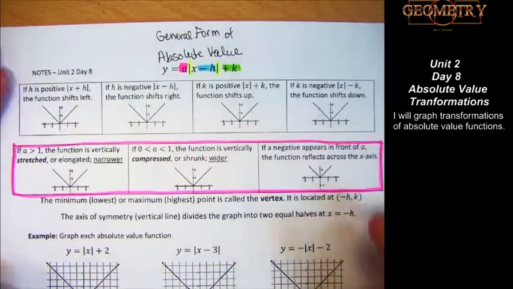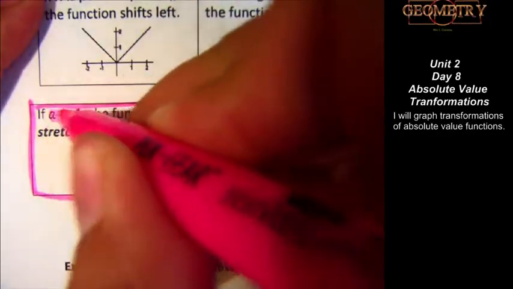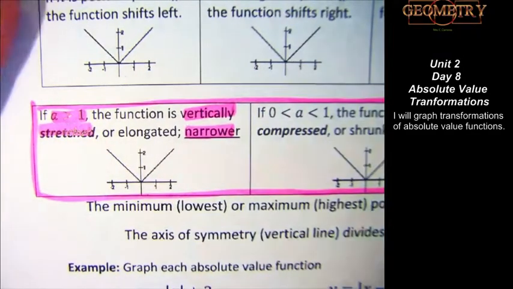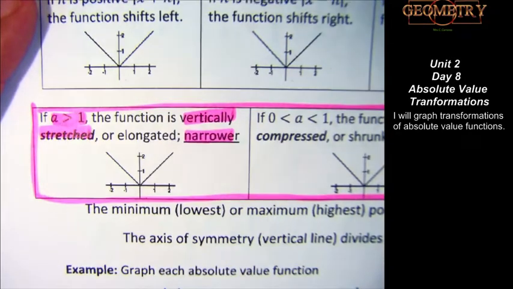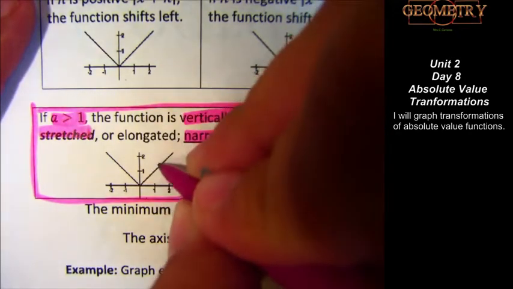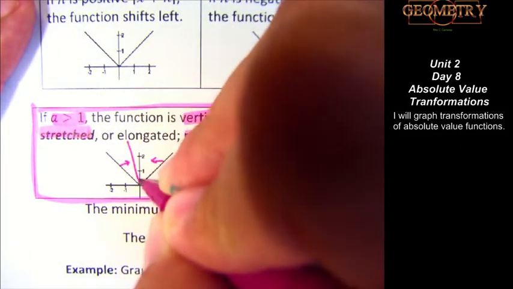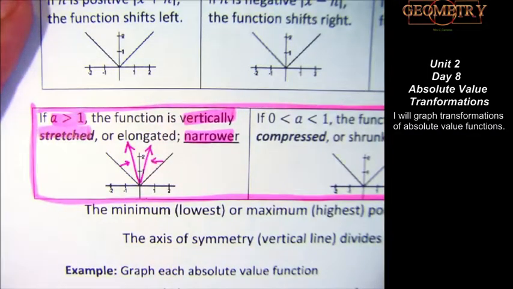When that value a is bigger than 1, our function has undergone some sort of vertical stretch, meaning it's gotten narrower. So here's the parent function. This is what it looks like. And if I stick a number bigger than 1 in front of it, these things are going to push inwards. And so my graph looks like what I would hope I would look like after a diet. It's a little skinnier.